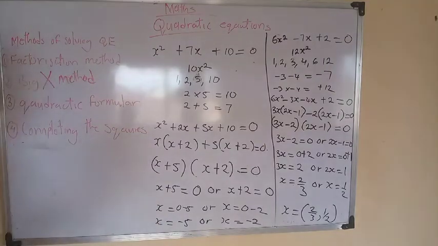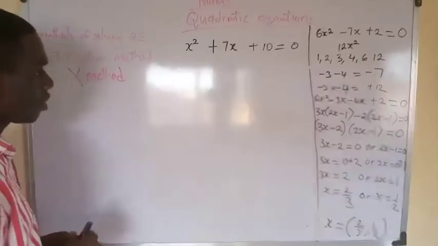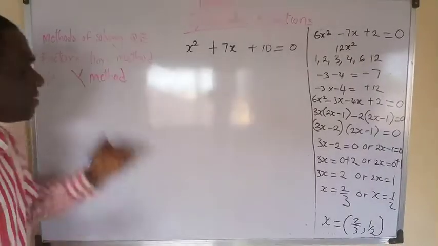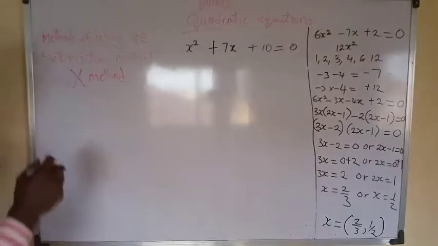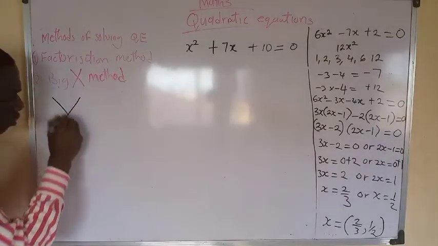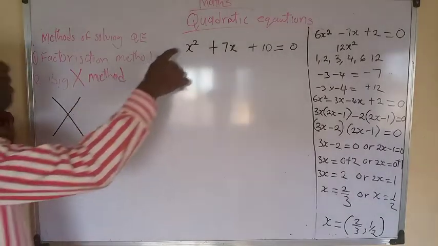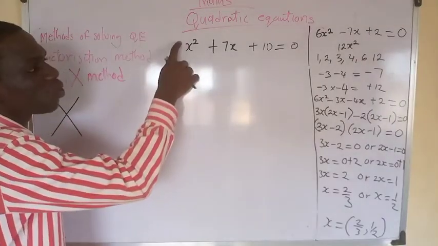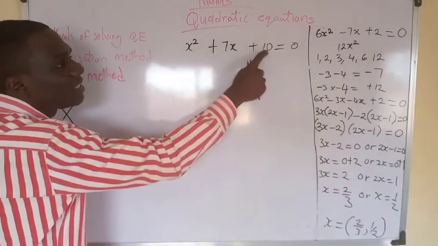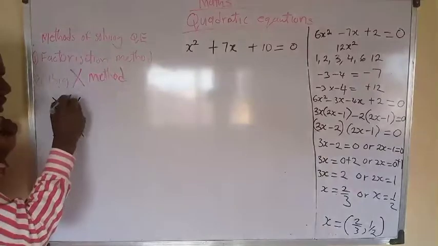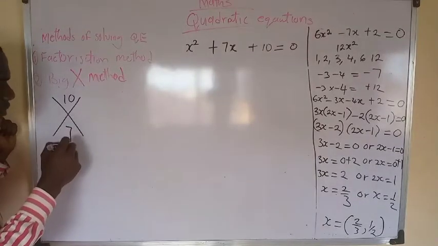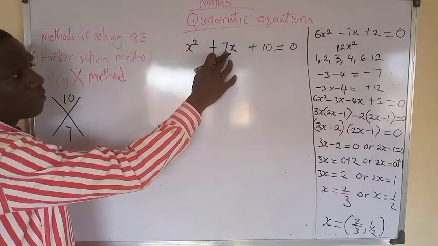So without wasting much time, just like the name implies, the PDX method, we'll draw a big X. Alright? Now we'll multiply. Now the coefficient of x squared is 1. 1 times 10 is 10. So I'll write that result here. And I'll put 7 down. This 7 is coming from the middle term.